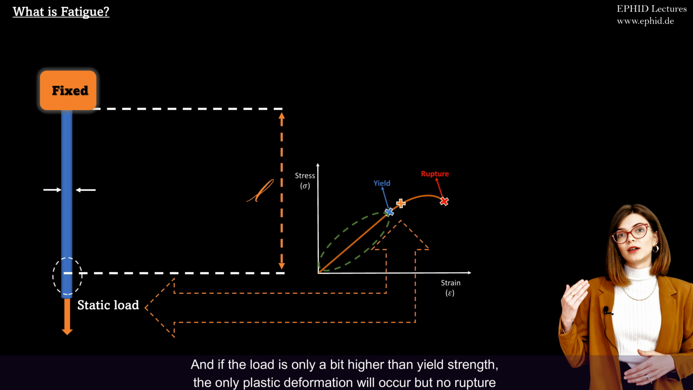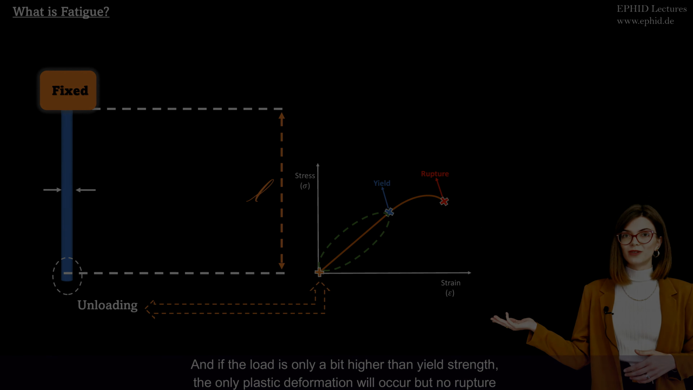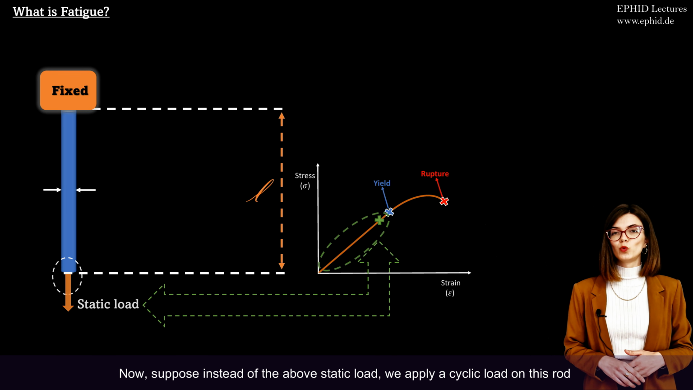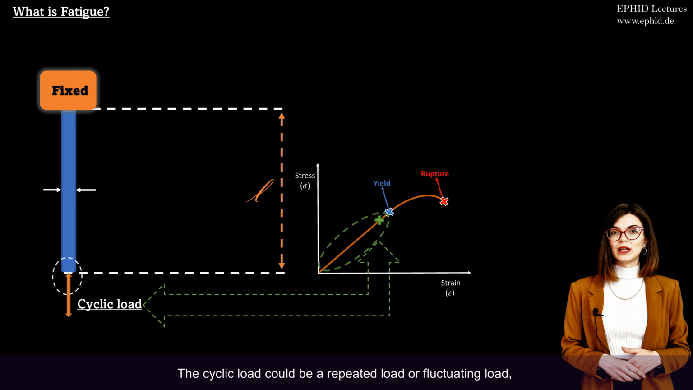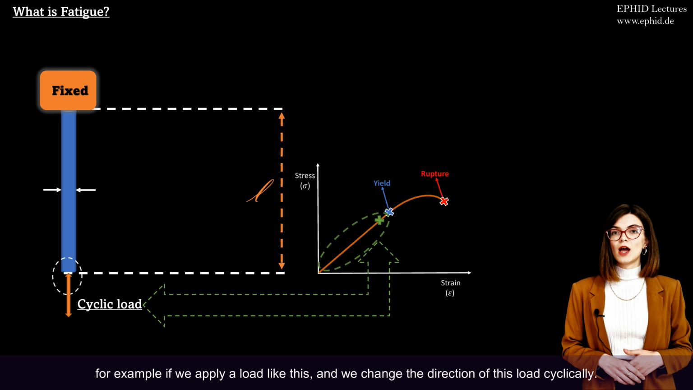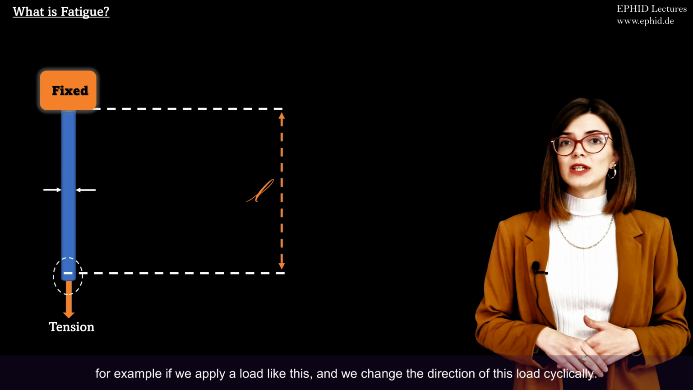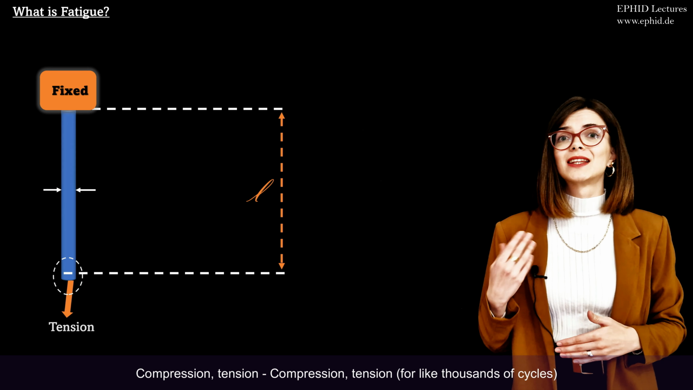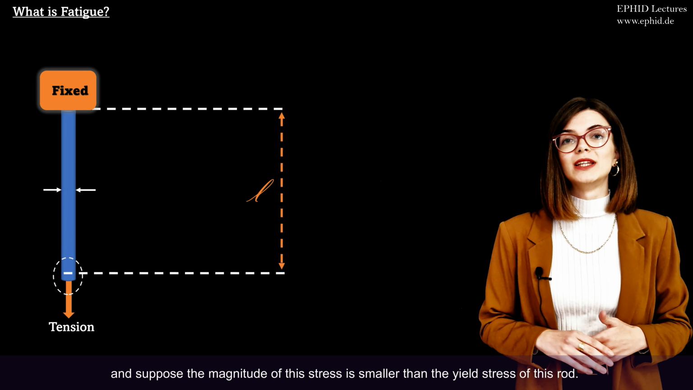And if the load is only a bit higher than the yield strength, then only plastic deformation will occur but no rupture. Now, suppose instead of the above static load, we apply a cyclic load on this rod. The cyclic load could be a repeated load or fluctuating load. For example, if we apply a load like this, and we change the direction of this load cyclically, compression, tension, for thousands of cycles, and suppose the magnitude of this stress is smaller than the yield stress of this rod.